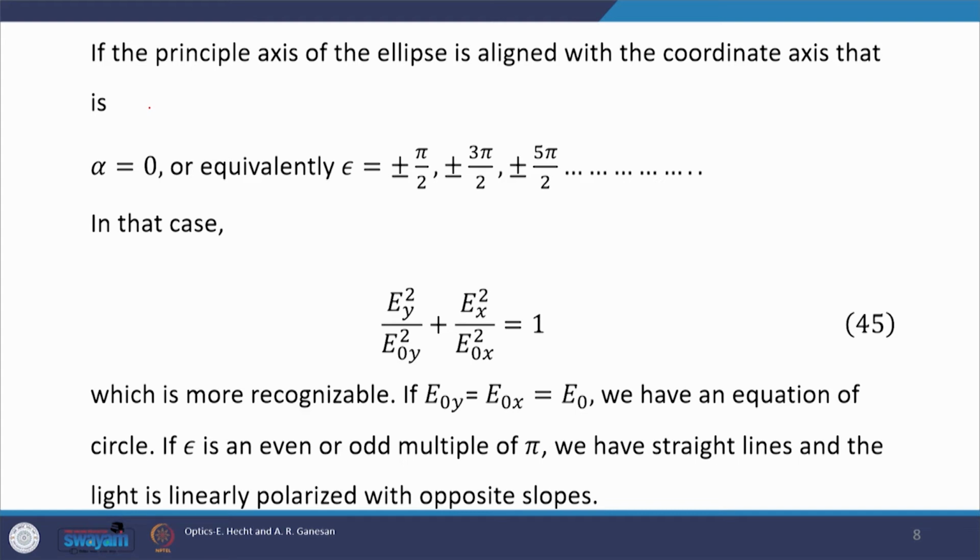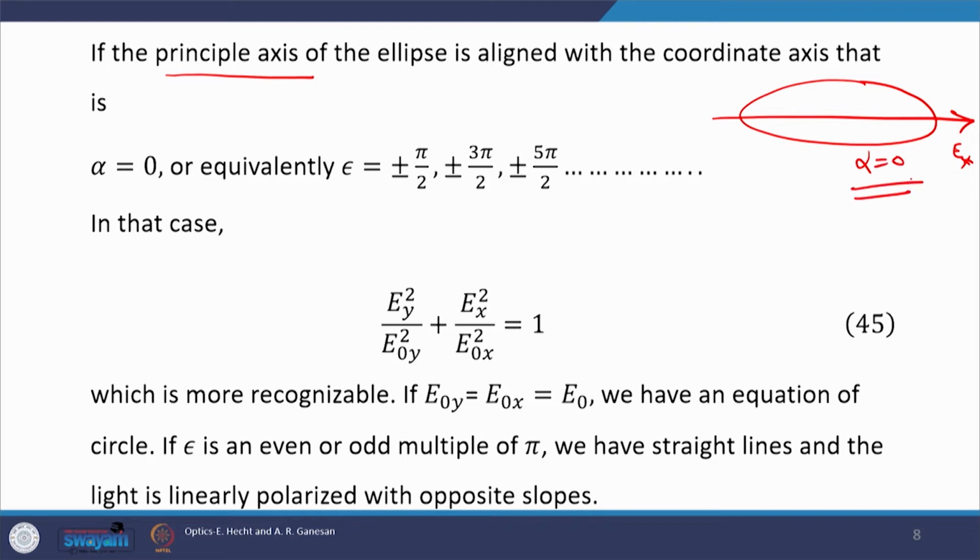What it means is that the major axis of the ellipse, we assume now, is along the horizontal direction, or along the Ex axis. You can say that the ellipse is oriented in such a way that its major axis is along Ex, that is, alpha is equal to 0. If we consider this, then equivalently we can write that the initial phase epsilon is equal to plus minus pi, or plus minus 3 pi by 2, or plus minus 5 pi by 2. Saying alpha is equal to 0 is equivalent to saying epsilon has these values.